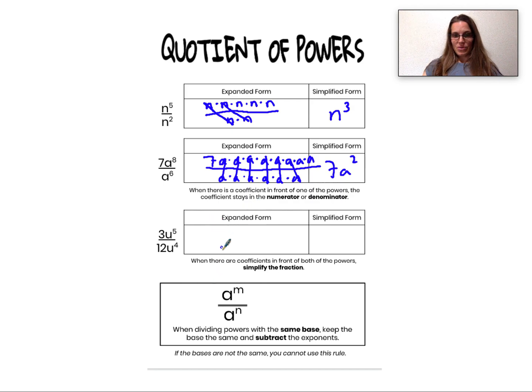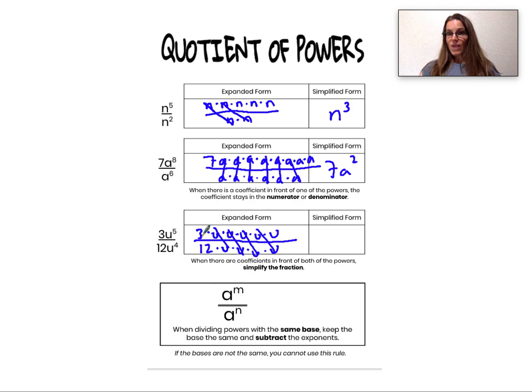Next example. Now I have a coefficient in the numerator, 3, times u times u times u times u times u. That's u to the 5th, divided by 12 times u to the 4th. Now I have 4 factors of u times u times u times u. Looking for numerator-denominator factor pairs, that's 1, that's 1. U divided by u, 1, u divided by u, 1. I'm just left with 1u.